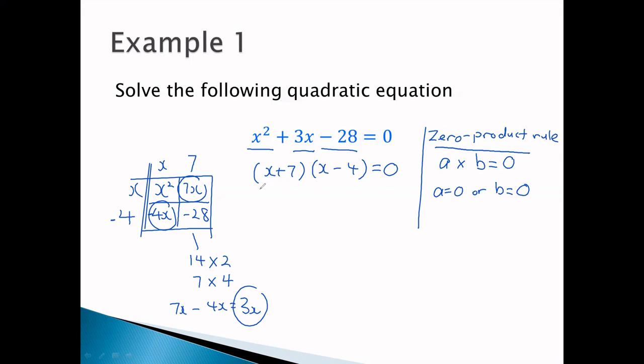So again, now, if x plus 7 times x minus 4 equals 0, then by the zero product rule, x plus 7 equals 0, or x minus 4 equals 0. And therefore, I can solve it as x equals minus 7 or x equals 4. And most quadratic equations will have 2 answers. Well, sometimes they have 1 answer only, but that depends, okay? So this is the first example. Let's move on to the second example.